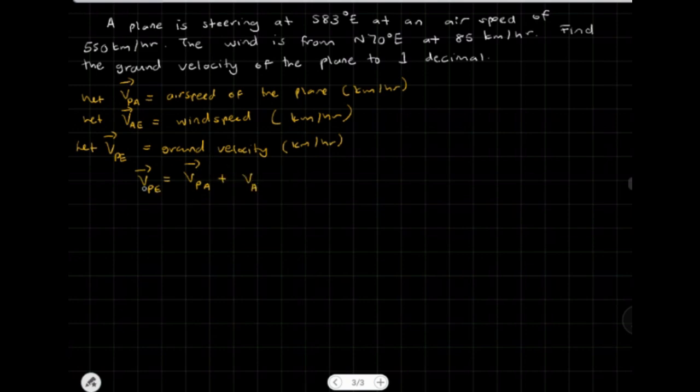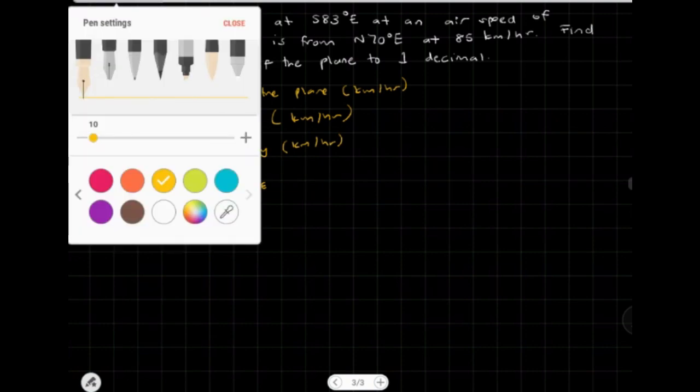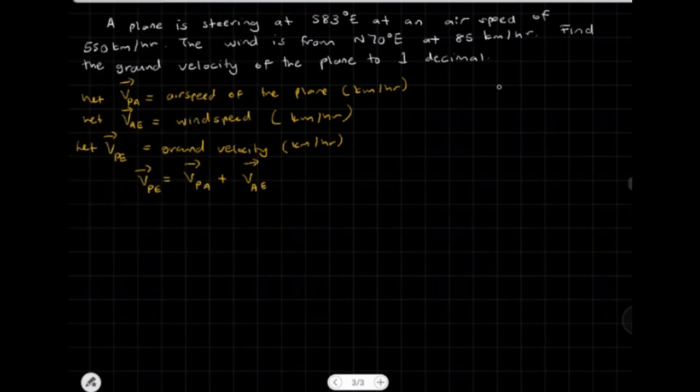So the ground velocity v sub pe, the velocity of the plane relative to the earth or the ground, is equal to the velocity of the plane relative to the air, plus the velocity of the air relative to the earth, the wind speed. So that's our vector sum, and we need to figure out what it is. In order to do that, I'm going to use component addition and my quadrant bearing system. So I'm first going to draw out my quadrants here.